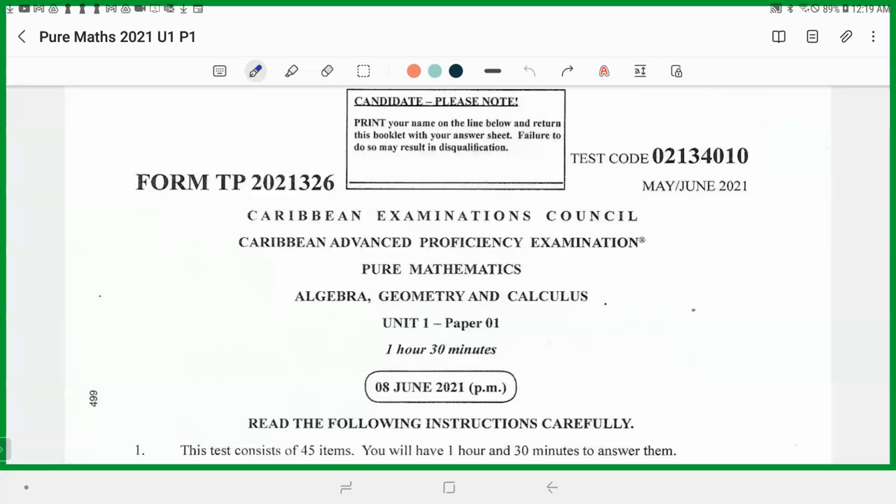I also noticed a difference in the structure or the setup of the paper. For example, there were a lot of vectors questions in there. Usually for the Pure Maths, it used to be just a small amount of vectors, and it looks like they're going to be setting some higher level vectors questions going forward. In the past, it was just some of the most basic vectors questions. So I hope teachers will prepare the students for that.